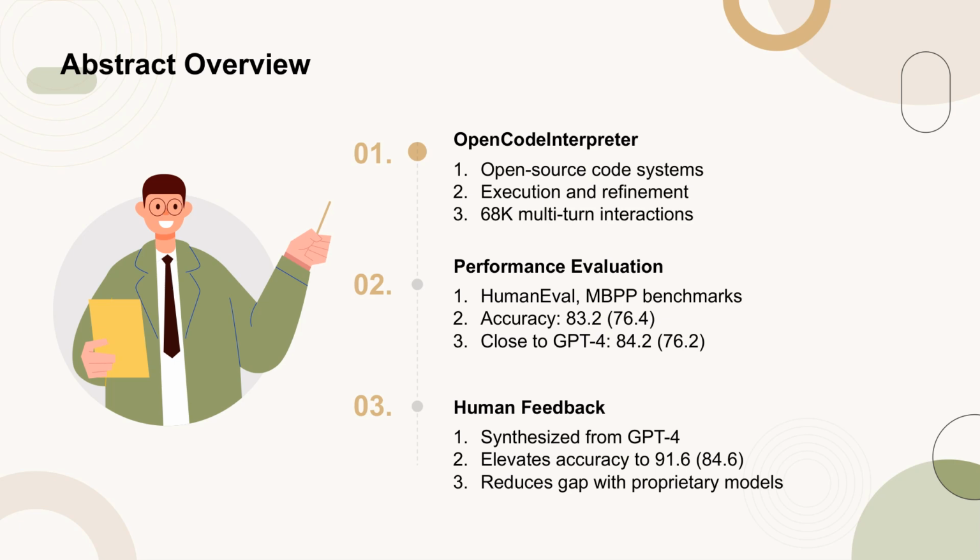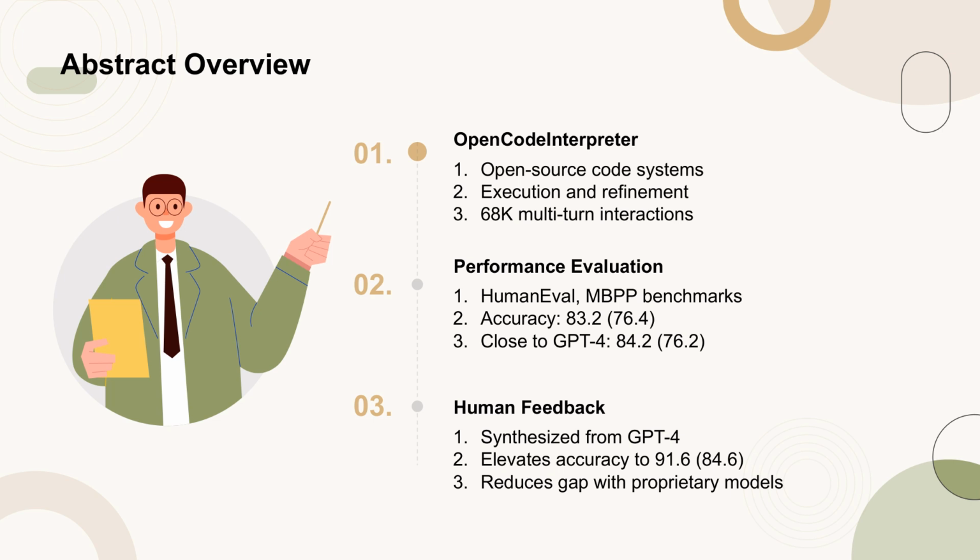However, open-source models often lack the execution capabilities and iterative refinement of advanced systems like GPT-4 Code Interpreter. To address this, the authors introduce OpenCodeInterpreter, a family of open-source code systems designed for generating, executing, and iteratively refining code. Supported by Code-Feedback, a dataset featuring 68K multi-turn interactions, OpenCodeInterpreter integrates execution and human feedback for dynamic code refinement.